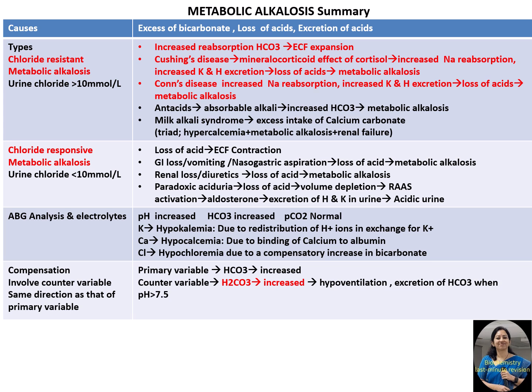Coming to compensation of metabolic alkalosis, we know there are two rules for compensation. Rule number 1: compensation involves the counter variable. The second rule is compensation always involves a change in the same direction as that of the primary variable. The primary variable in metabolic alkalosis is bicarbonate, which is increased here, and the counter variable is carbonic acid, and this also has to increase to compensate this metabolic alkalosis. Carbonic acid is increased by hypoventilation by the respiratory system or the lungs, and the renal system contributes to compensation by excreting the bicarbonate when the pH is more than 7.5. This is how the metabolic alkalosis is compensated.